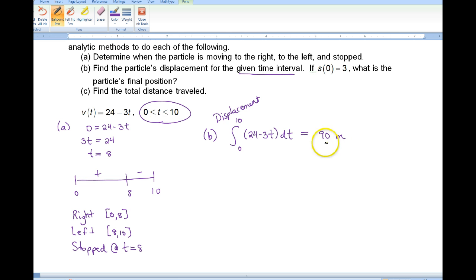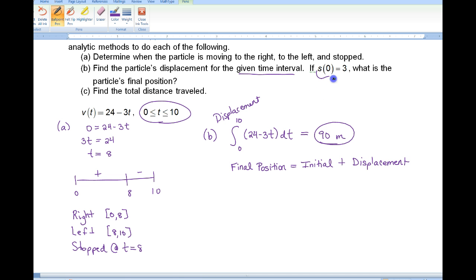90. Okay, so the displacement means I have ended up 90 meters to the right of where I started. What can I plug in? That's what I just did. Right. You have to integrate it first. Oh, that's why. Okay, so now my final position is equal to my initial position plus my displacement.